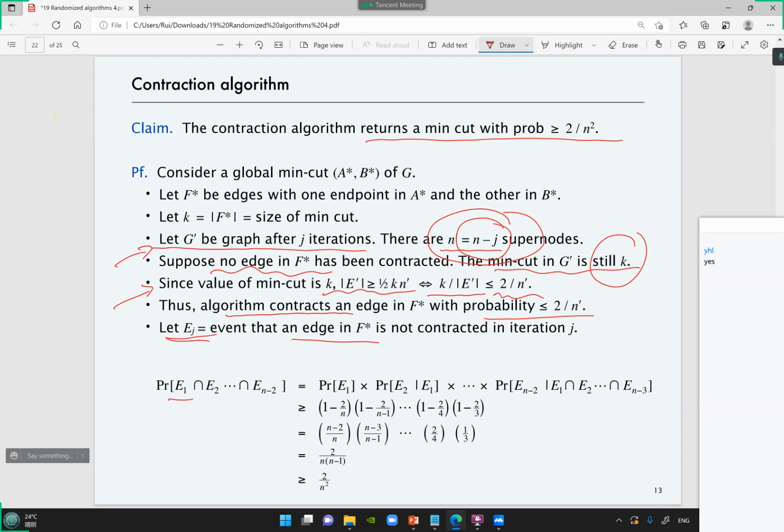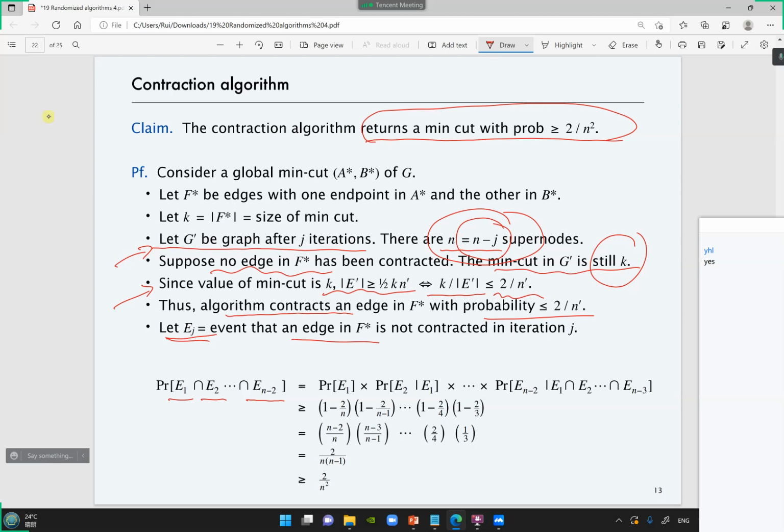You need to make sure that in the first iteration, you do not contract a min-cut edge, and you also need E2: in the second iteration, you don't contract a min-cut edge. And you need this for every iteration. In total, you're going to run for n-2 iterations, because every iteration you take out one node and you stop when you have 2 nodes. So therefore, the probability that you actually get a min-cut in the end is going to be the probability that all of these events, E1, E2, all of them happen.